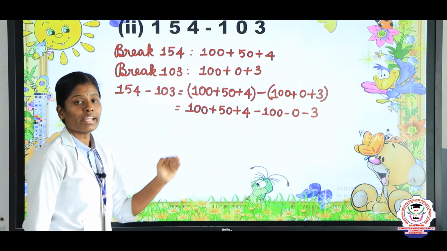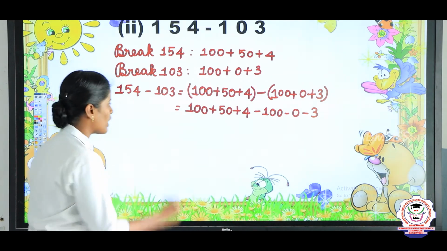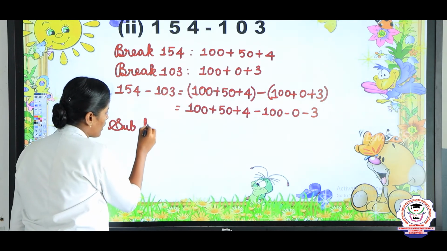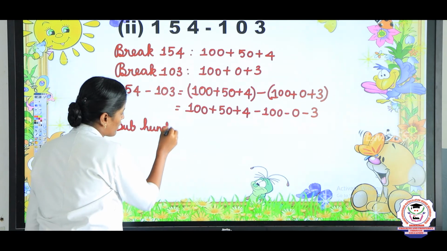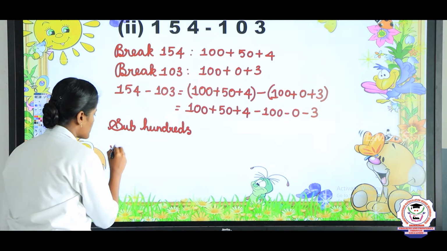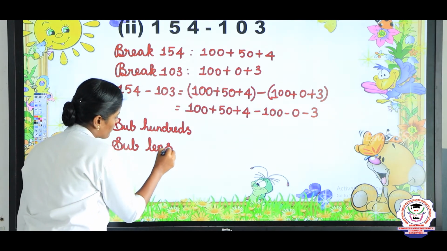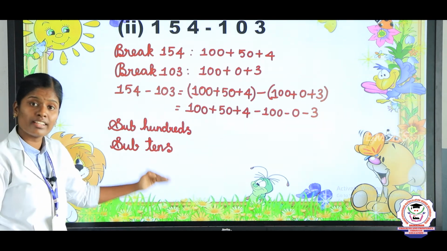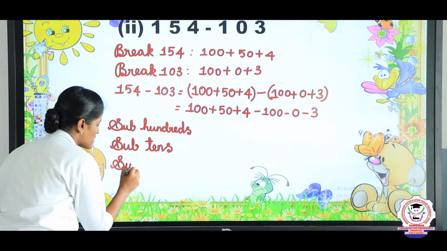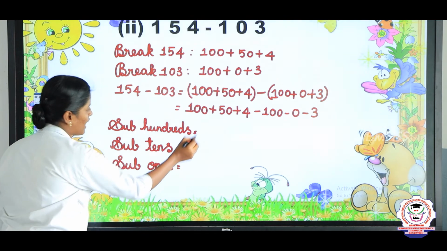Now we are going to write subtract hundreds values, subtract tens values and subtract ones values. So write here sub hundreds values, and the next one is sub tens values, and after that is sub ones values. Now we are going to write the hundreds values.